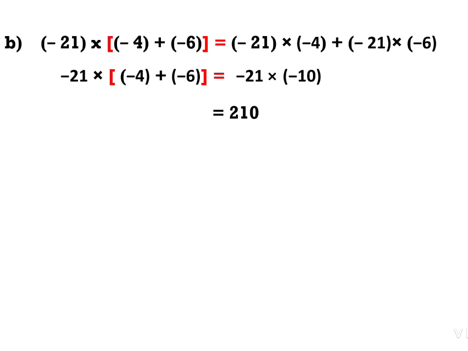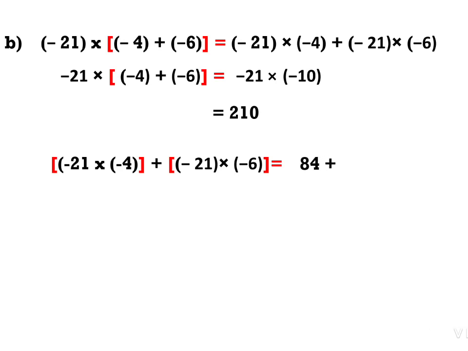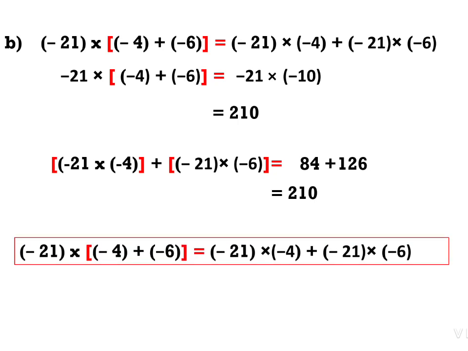Next, consider the right side: -21 into -4 plus -21 into -6. Okay, -21 into -4 is 84, plus -21 into -6 is 126. When we add these two, we get 210, the answer is the same. We can write -21 into (-4 + -6) equal to -21 into -4 plus -21 into -6. This is the distributive property.